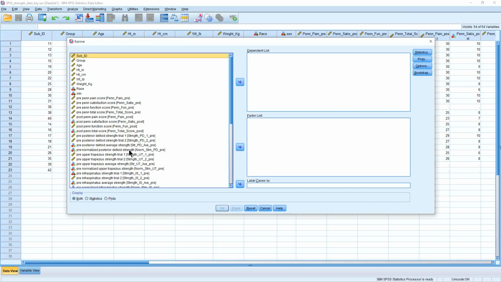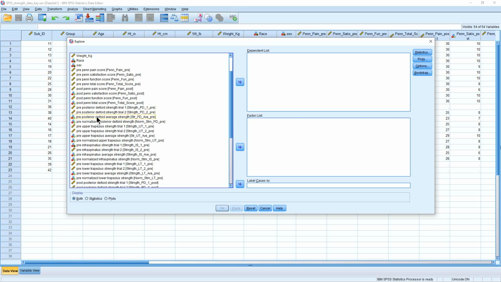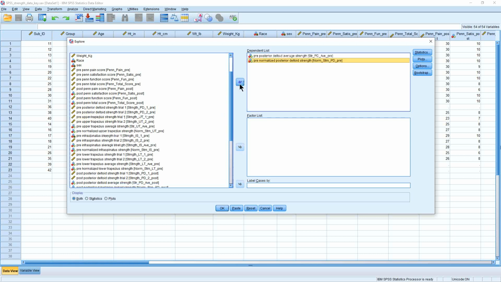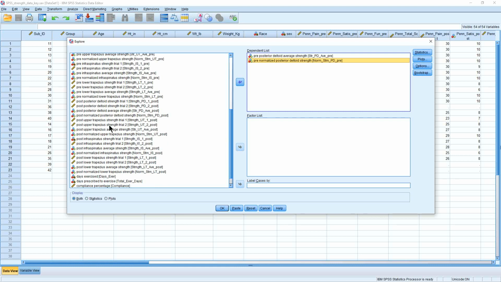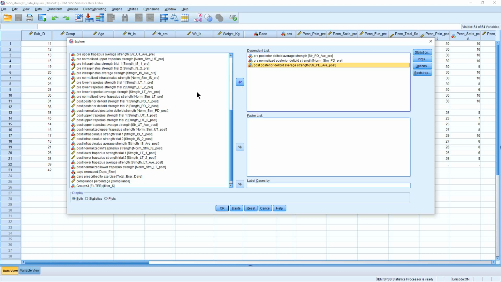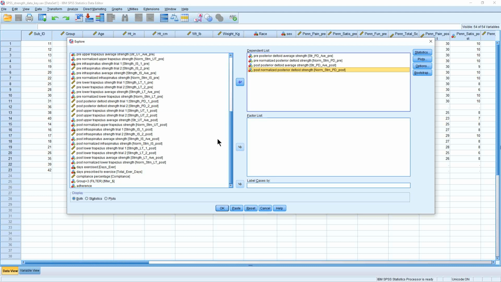Alright, so we want the posterior deltoid, and we want to look at their average strength at baseline before we do it, and their normalized baseline strength. Remember, this is the average of the two trials, divided by their body weight, so it's taking into account how big the person is. Then we want to do the exact same thing post-intervention, so we're going to have the average strength post and the post-normalized posterior deltoid strength.